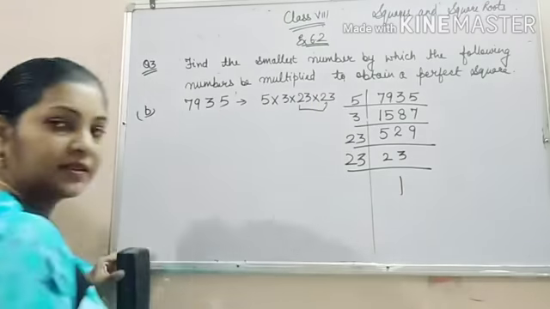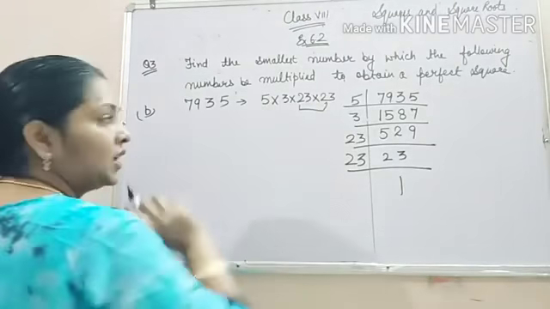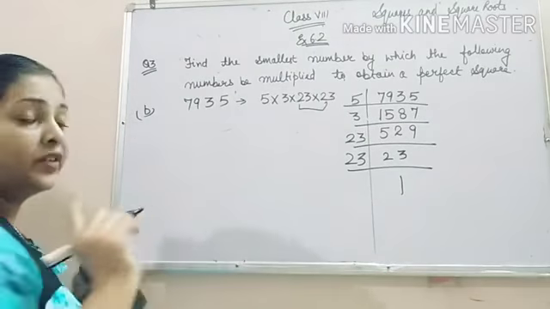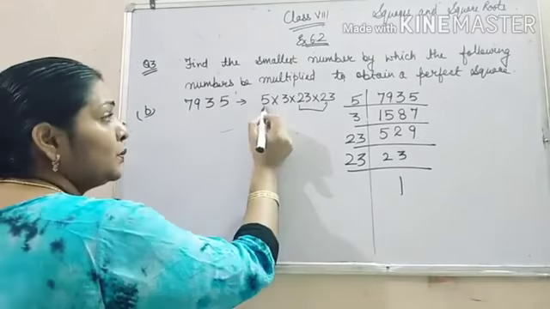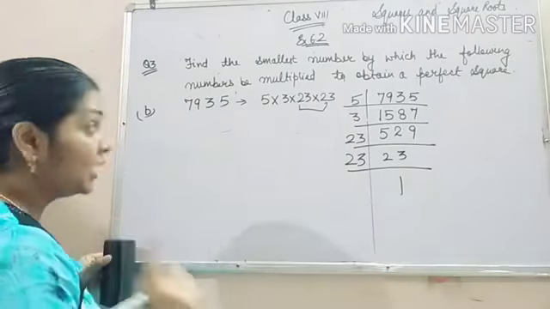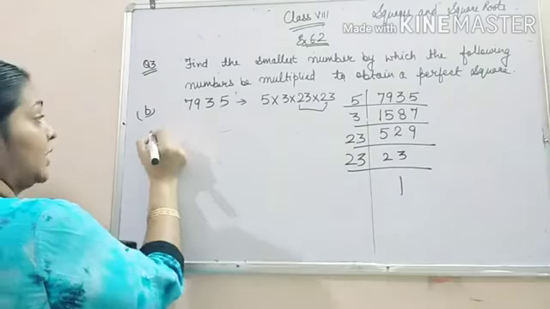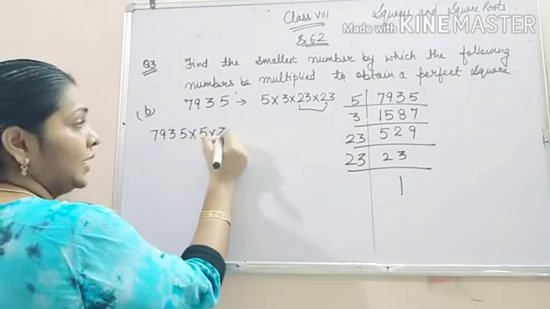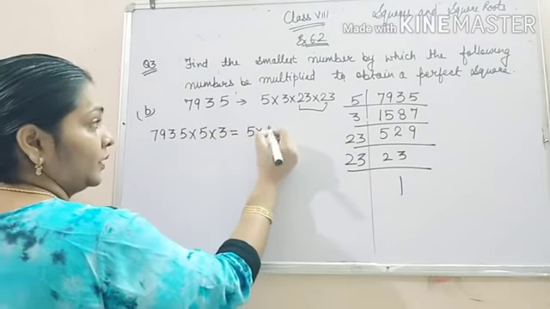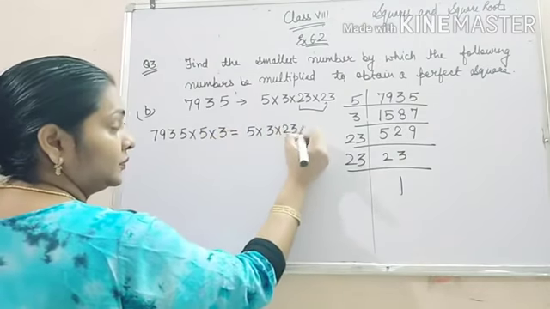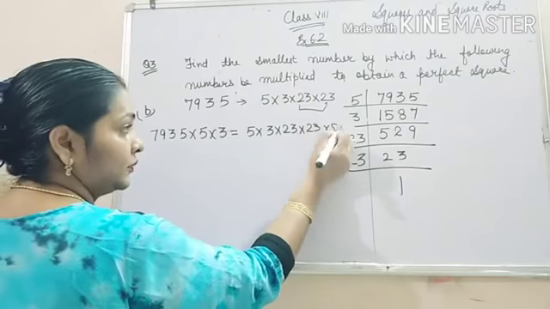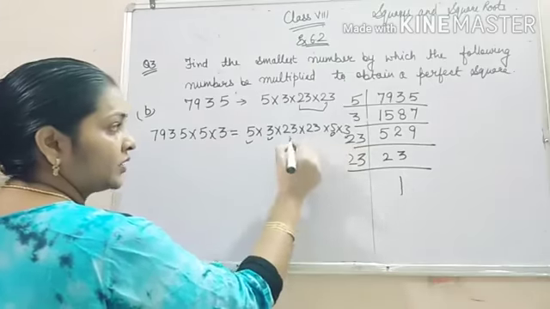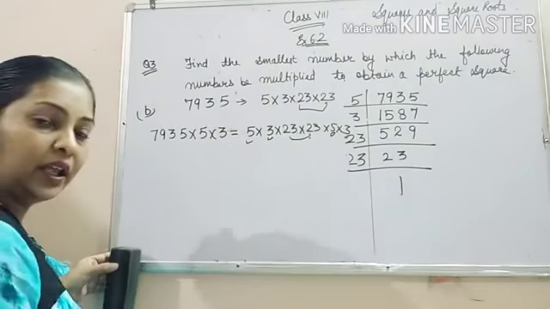Only 23 is in pair. 5 and 3 are not in pair. To make this number a perfect square, we need to make the pair of 5 and 3. How will you make the pair of 5 and 3? Multiply both sides by 5 and 3. Now you got the pair of 5, you got the pair of 3, and 23 is already in pair.